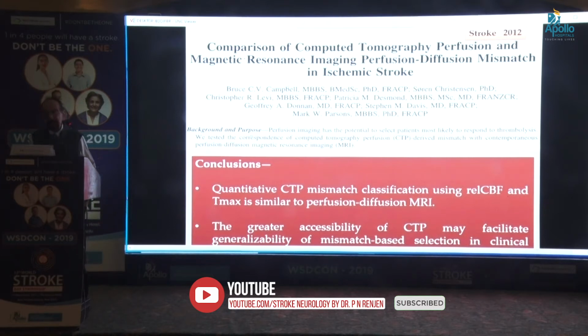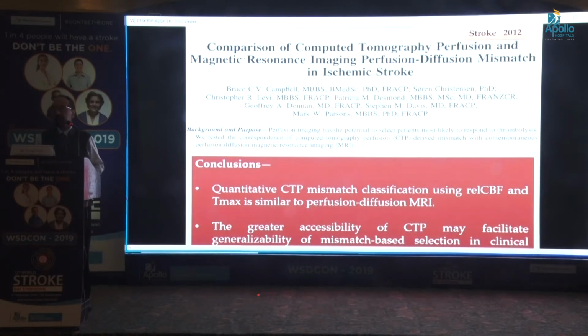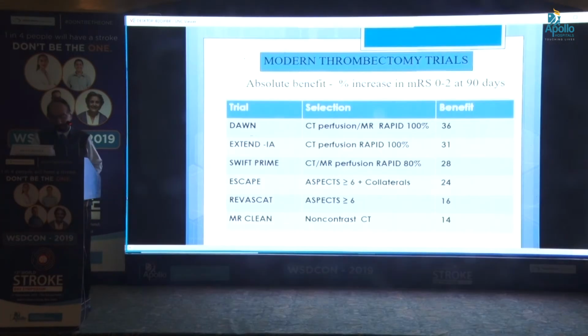Quantitative CT perfusion mismatch classification using cerebral blood flow and Tmax is similar to perfusion-diffusion mismatch. The greater accessibility of CT perfusion may facilitate generalizability of mismatch selection in patient selection and trials. So it is more the convenience which you have, but I don't know how many have that rapid software in the CT to use this.